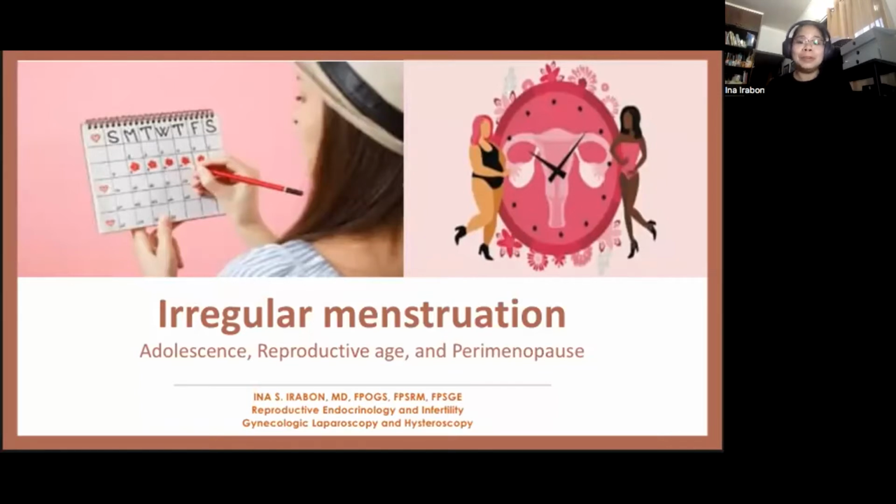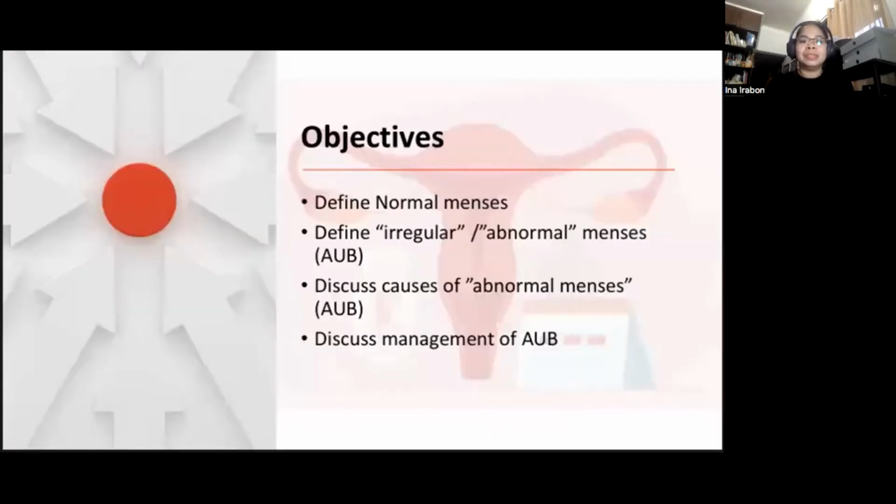So for this afternoon, my lecture topic will be on irregular menstruation spanning from adolescence to reproductive age and perimenopause. The objectives of this lecture are the following. First, we define what normal menses is, and then we go on to define irregular abnormal menses, or what we call abnormal uterine bleeding. Then we briefly discuss the causes or the etiology of abnormal menses or AUB. And lastly, we also briefly discuss the management of abnormal uterine bleeding.